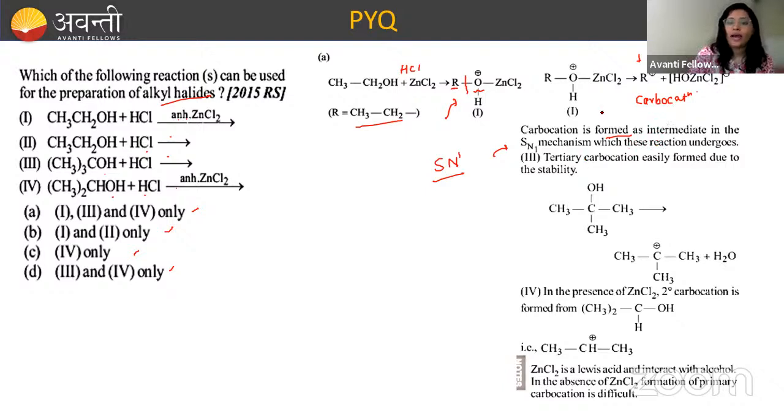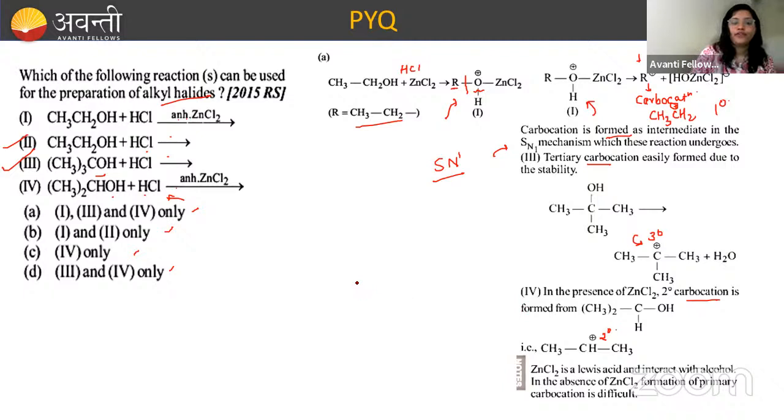Here, in the first molecule, the carbocation formed will be the ethyl carbocation, that is CH3CH2+, which is a primary carbocation. In the second also, we get a primary carbocation. In the third reaction, we are going to get a tertiary carbocation. In the fourth, we are going to get a secondary carbocation.